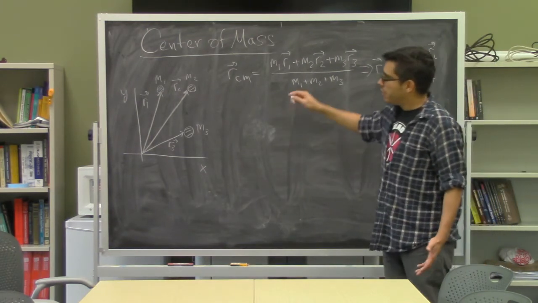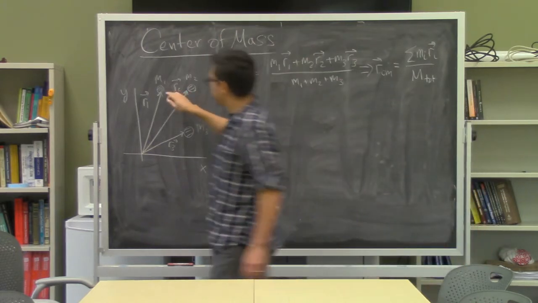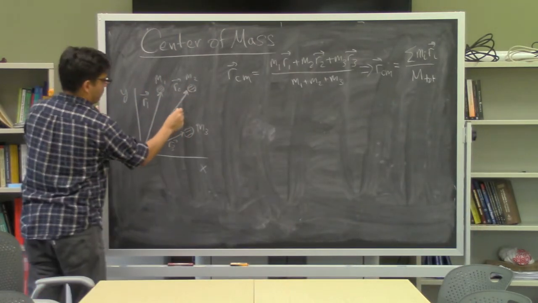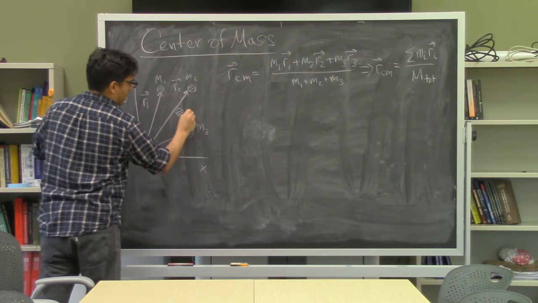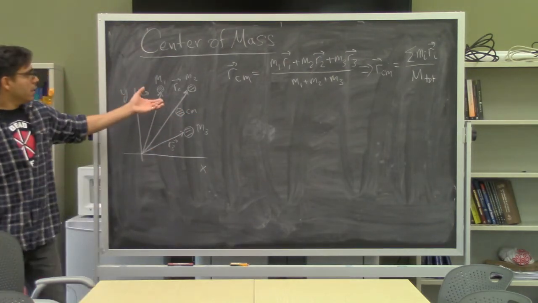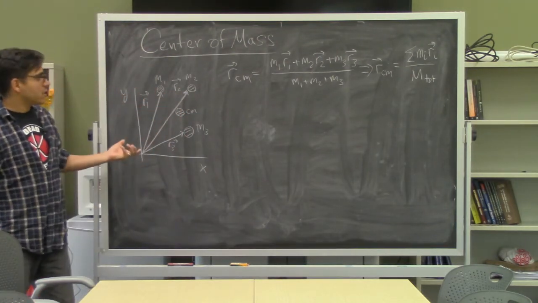So this is just a simple mathematical calculation. What we'll find is that the center of mass is maybe roughly about here. It depends on how massive each of these objects actually is.